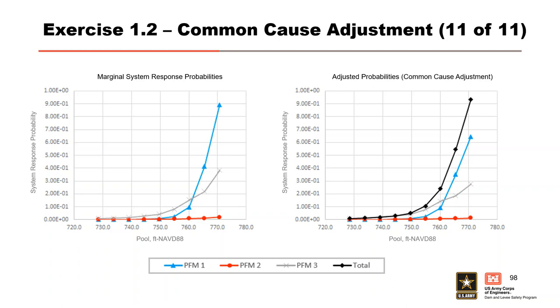You can also see that had we summed the marginal probabilities for the three failure modes at pool elevation 770.8, we would have gotten a total probability greater than 1. The common cause adjustment solves this problem, with the total becoming 0.935 after adjustment.